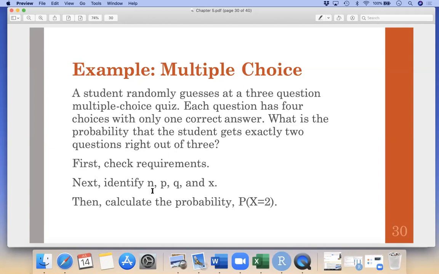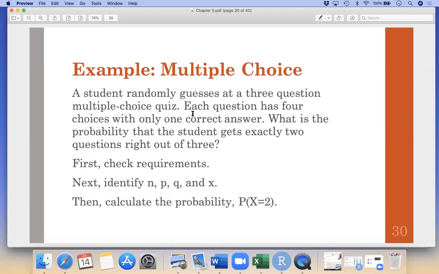Out of three means our sample size n is 3. We need exactly two questions. That means x is 2. Yes, here can you see x is 2. But first check the requirements. You know how to check requirements. We have four requirements.